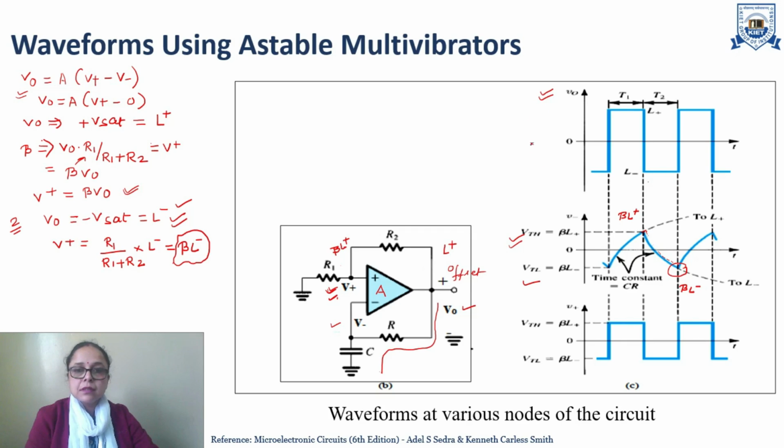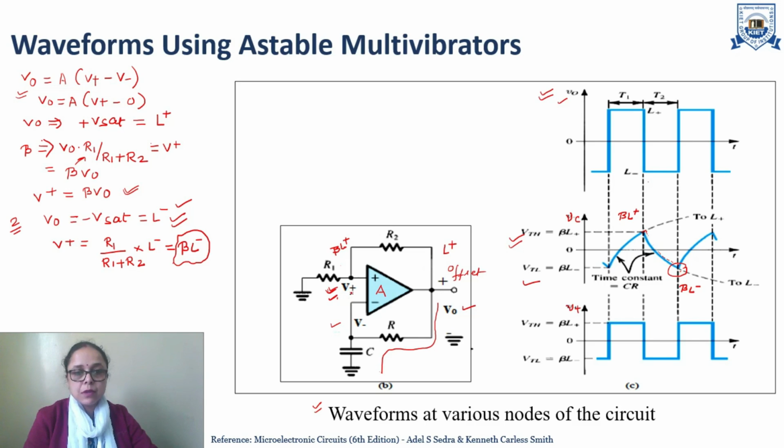Now, this diagram shows the waveforms at various nodes of the circuit. This is the output node, where this is the square wave we are getting, and this is the voltage at the capacitor, meaning how the charging and discharging of the capacitor will take place.